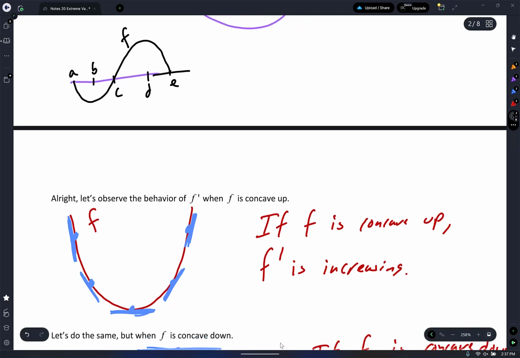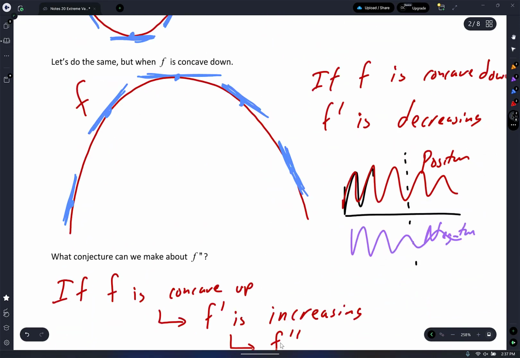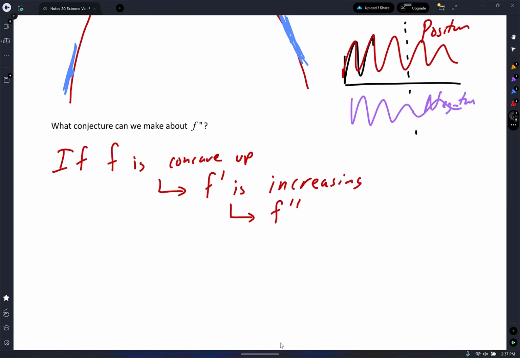Okay, going back to this. You already told me that if f prime is positive, I'm talking about the derivative, if the derivative is above the x-axis, that f is increasing. If f prime is positive, remember that means slopes are positive, so f is increasing. So you see the relationship between f and f prime? Now I'm telling you that f prime is increasing.